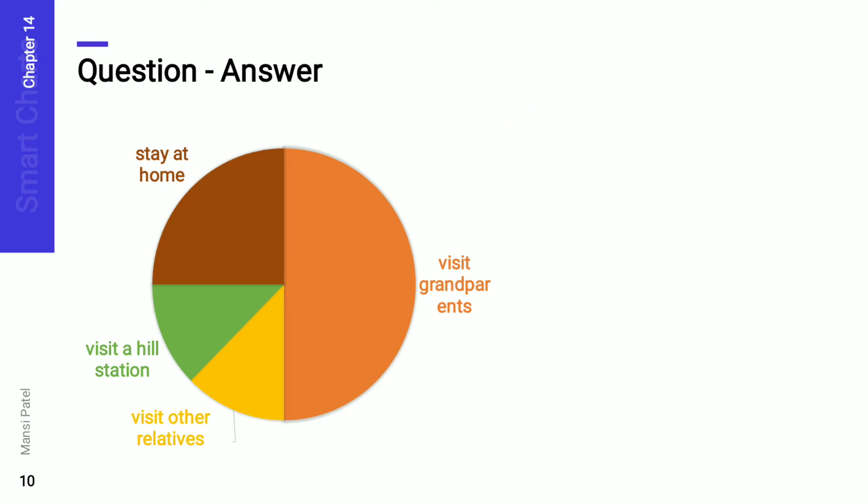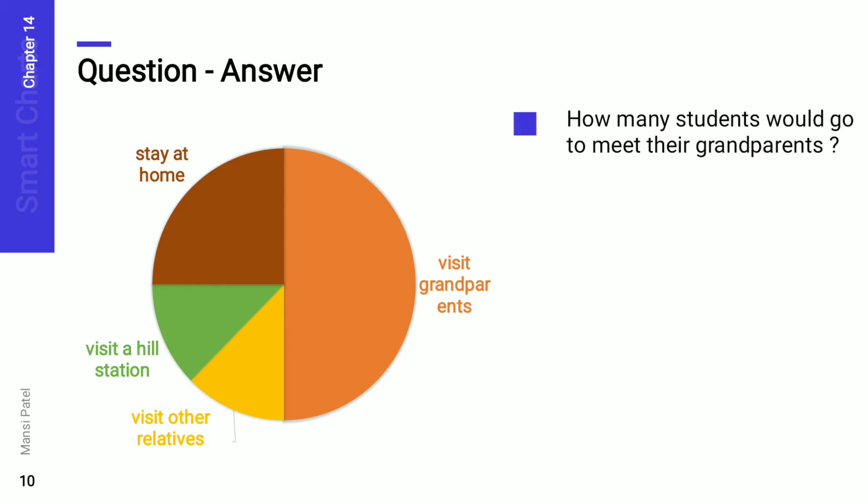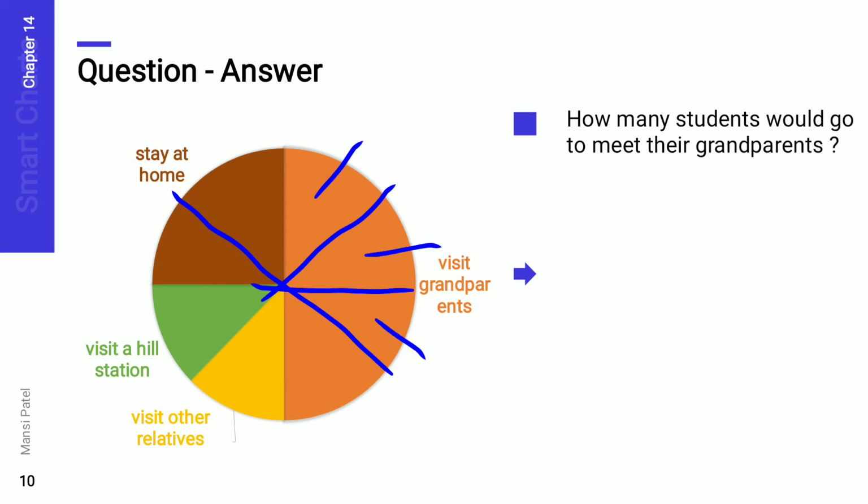Now let us see the next question. Your next question is: how many students would go to meet their grandparents? So see here, first of all we make the equal parts of this, and then we have to see what the fraction is for visiting their grandparents. How many parts are there in total? 8, and out of these 8 parts, visiting grandparents occupies 4 parts. So we can say 4/8 of 32.